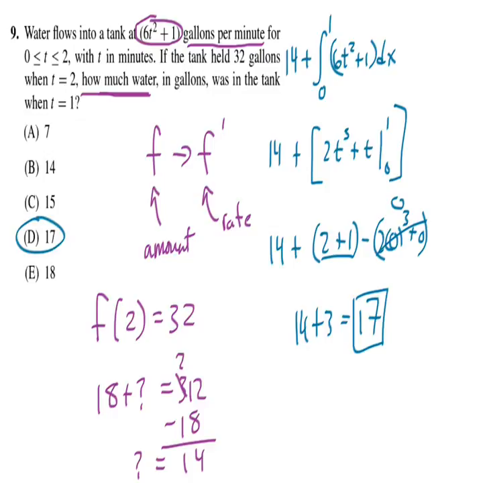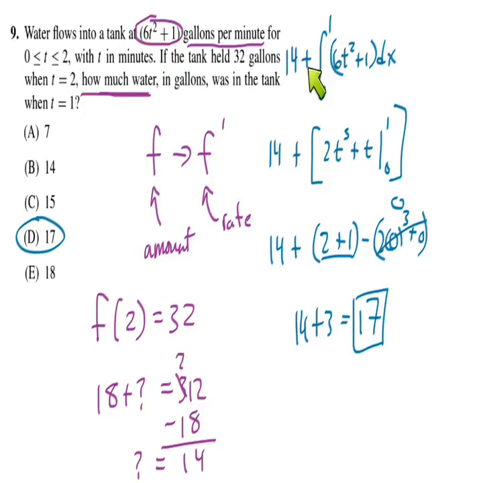So, just to recap. We are told that in this tank, at 2 minutes, we have 32 gallons. The integral that we set up from 0 to 2 just tells us how much water we gain within 2 minutes. That does not tell us the amount of water that is currently in the tank. It just tells us how many gallons we gain.